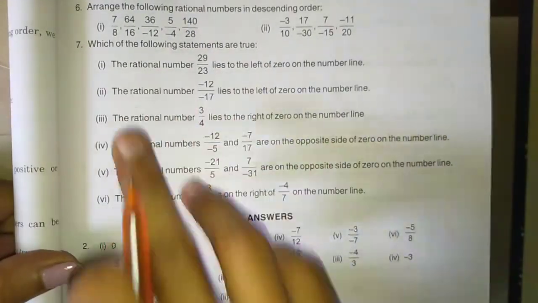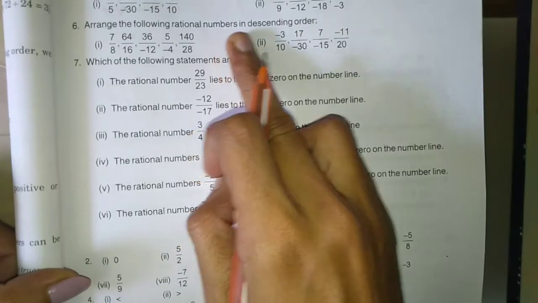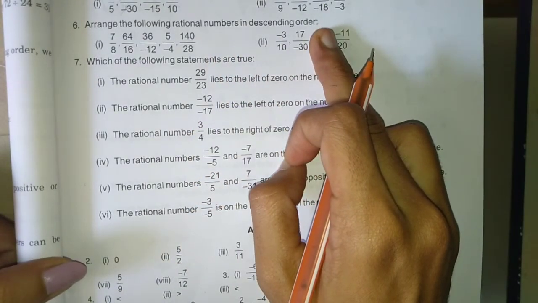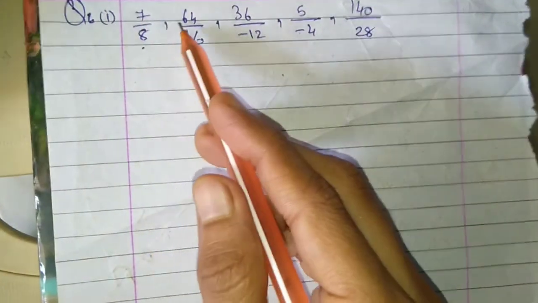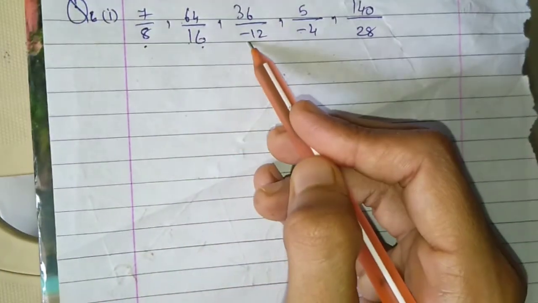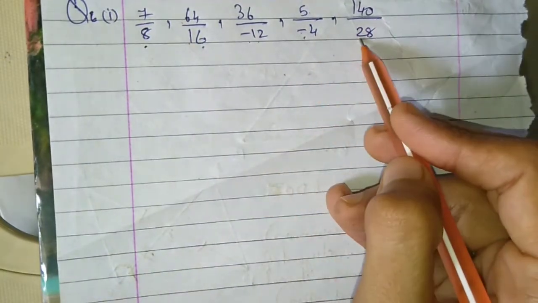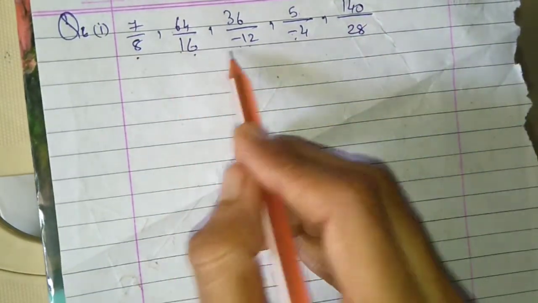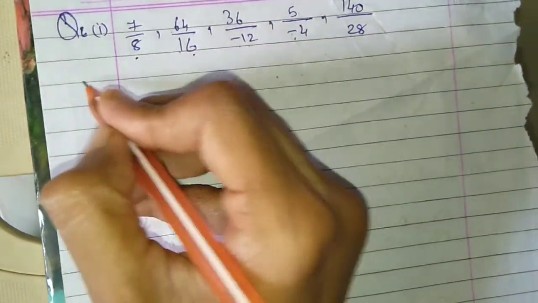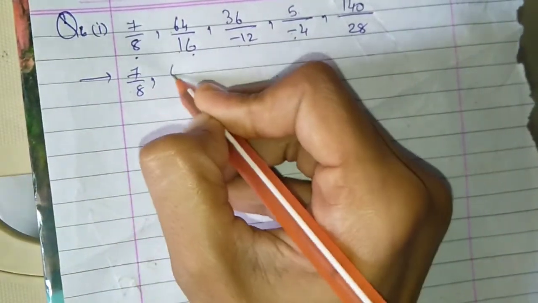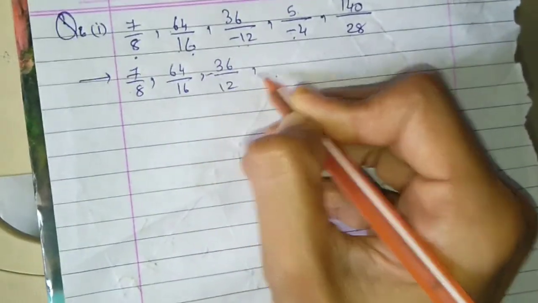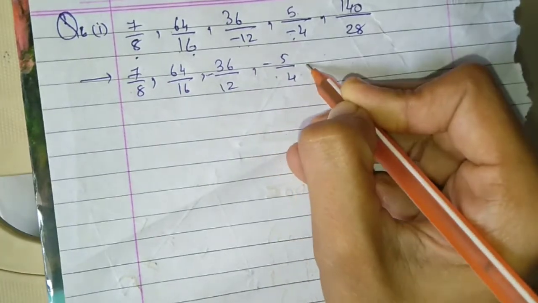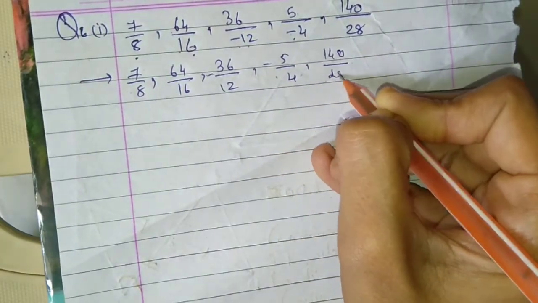Now last question, number 6. Arrange the following rational numbers in descending order. Descending order means greater to smaller. First one 7 upon 8, 64 upon 16, 36 upon minus 12, 5 upon minus 4, 140 upon 28. Now this minus I will write here: 7 upon 8, 64 upon 16, minus 36 upon 12, minus 5 upon 4, 140 upon 28.